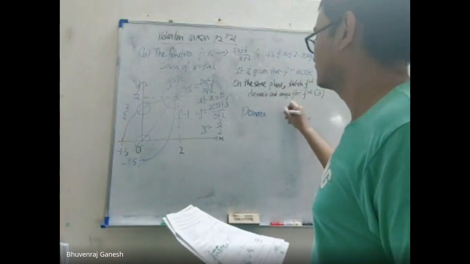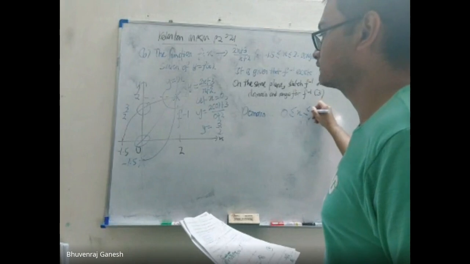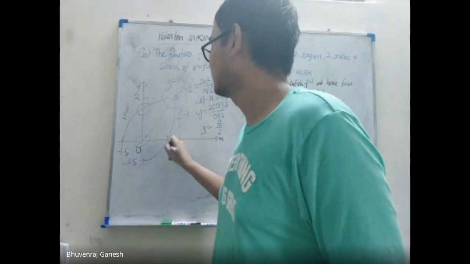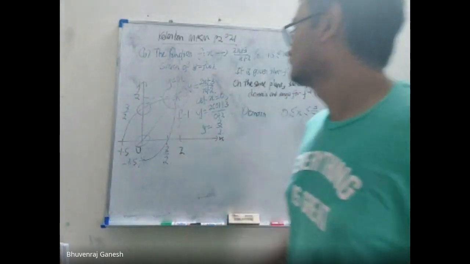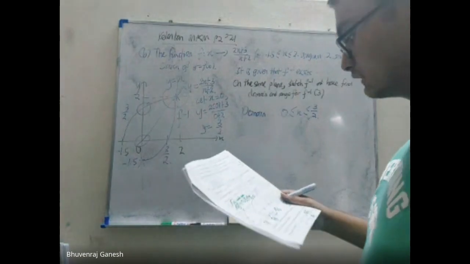So the domain will be 0 less than x less than 3 over 2. So the domain for this f inverse graph makes sense also. You see here is 3 over 2. So you can find out from there. So yeah, this is how we do this question.